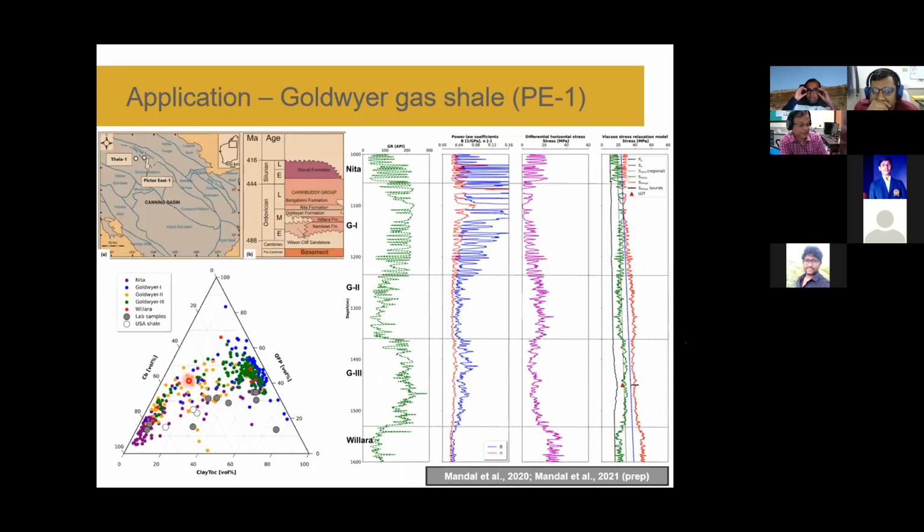So this is an example I'm going to show. I think I have one more example before concluding. In this example, I'm trying to show the same concept we discussed now. We want to apply that at field scale. So this is the formation.